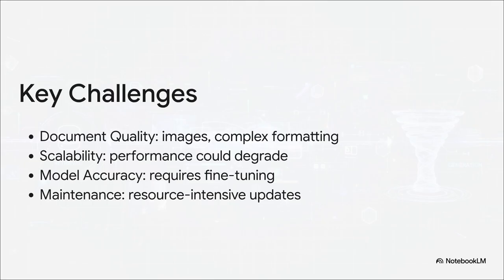Third, model accuracy. Getting the absolute best answers might require further training or fine-tuning of the embedding model for really specific domain queries. And fourth, database maintenance. Periodically updating the FAISS index to include new documents can be very resource-intensive for large datasets.